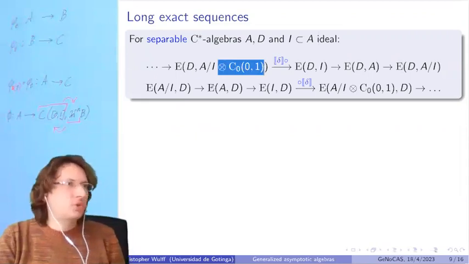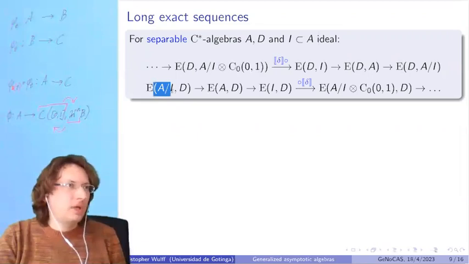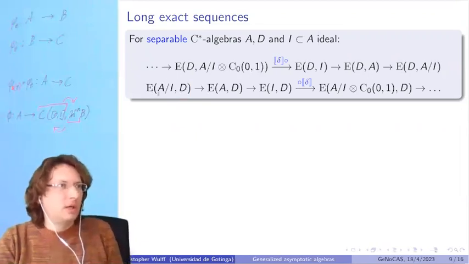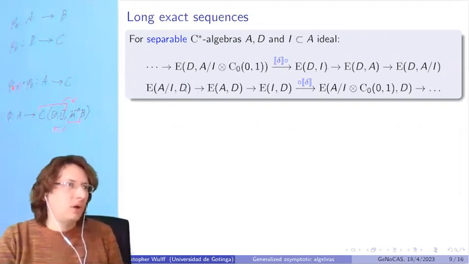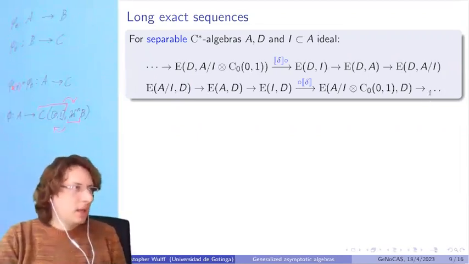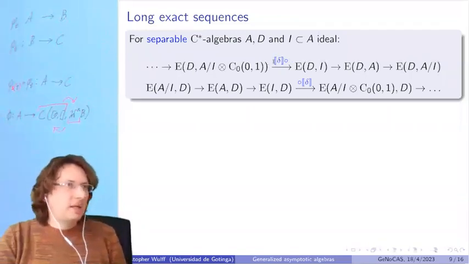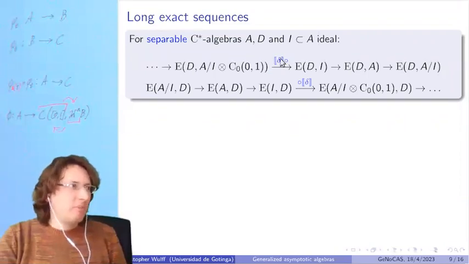And dual to it, there's also a sequence where the first entry varies and the second entry is this fixed C-star algebra D. So here this E is covariantly functorial in the second entry, but contravariantly functorial in the first entry. So here we go exactly the other way around. And now, where does separability enter? It actually enters in the description of the boundary maps here.